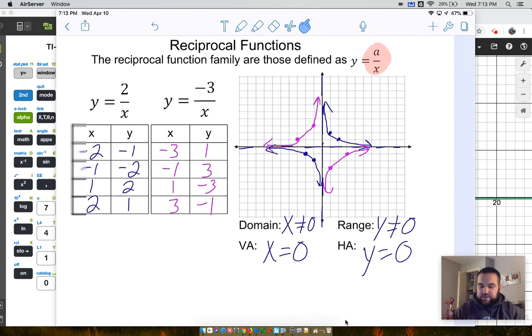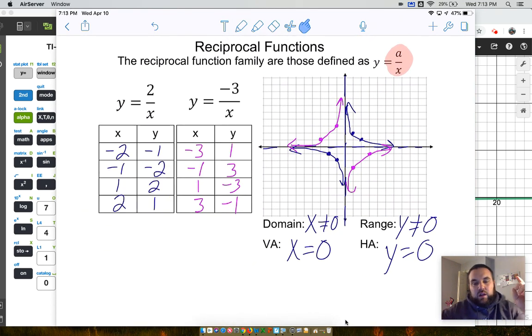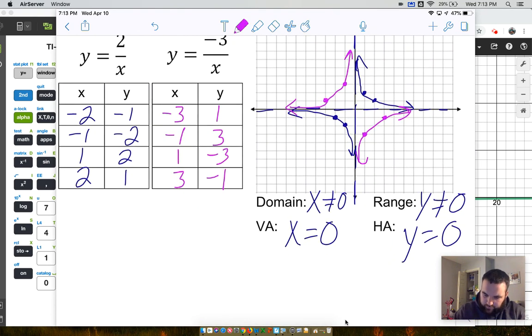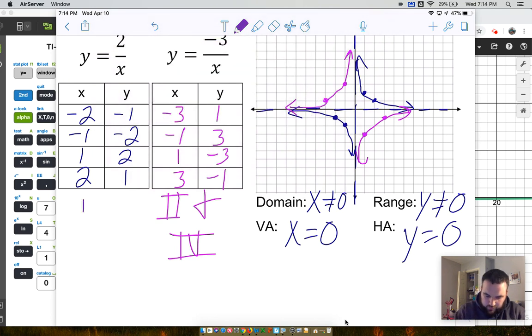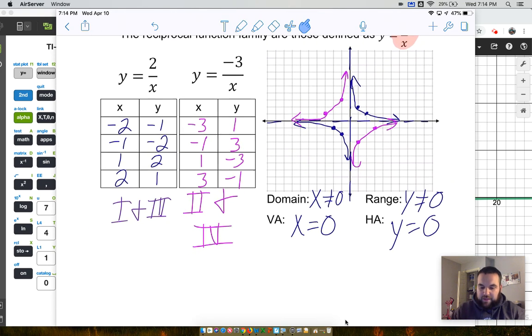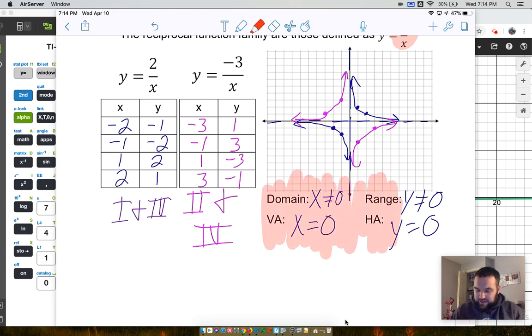So what's crazy about this is these two functions look different, are in different quadrants. So I'm going to put, for here, this was quadrants 2 and 4. And then over here, we were in quadrants 1 and 3. Okay, and that is completely dictated by whether it's a positive or a negative number on top.